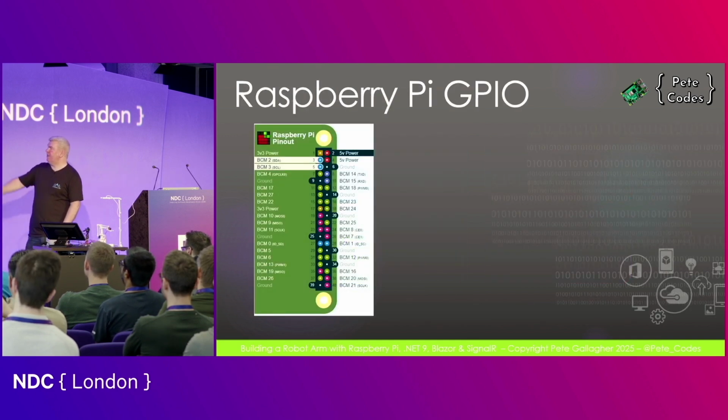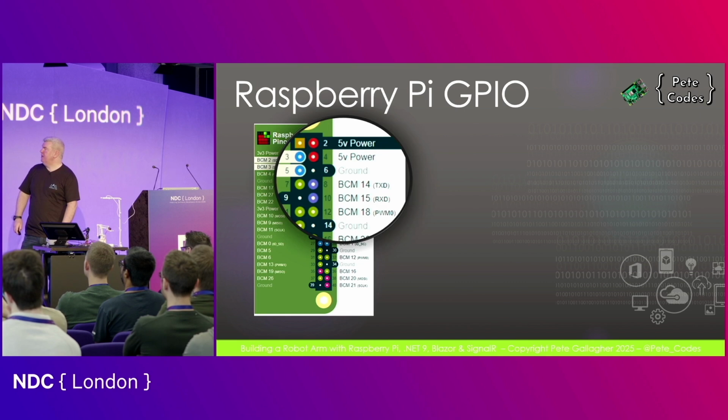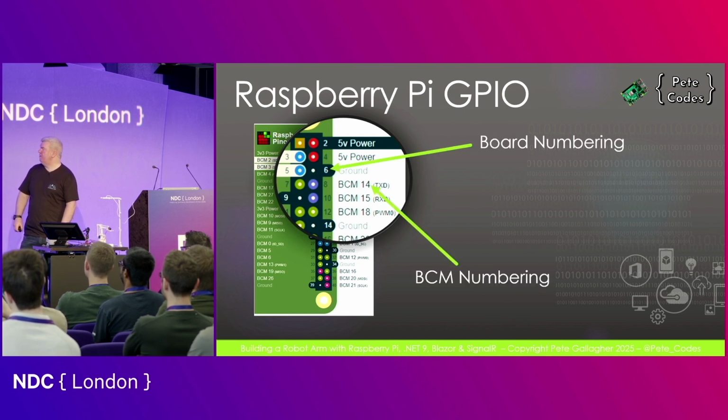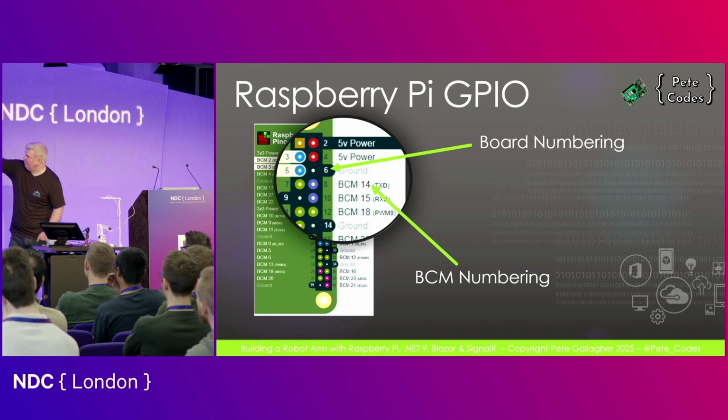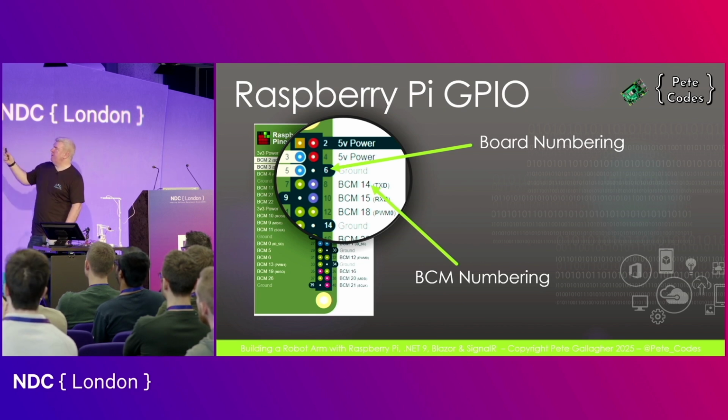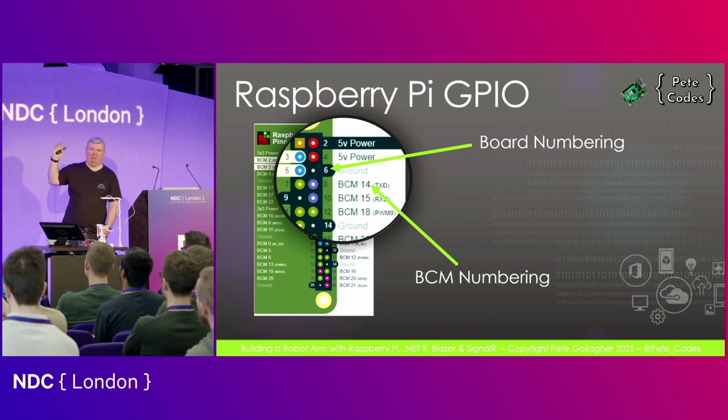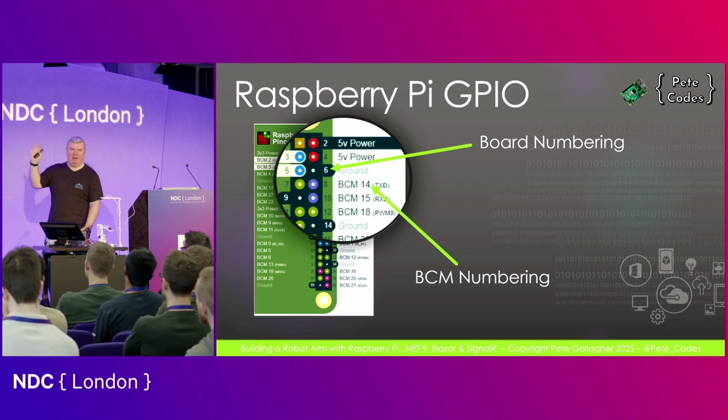GPIO on the Pi, that's these pins down the side. And you'll see there's things like ground, and we've got transmit and receive and PWM, and we've got numbers. So you'll see there's BCM numbering, that one there, so BCM 14, 15, 18, and there's board numbering. And this is important because you need to tell .NET which of these two numbering schemes you want to use.